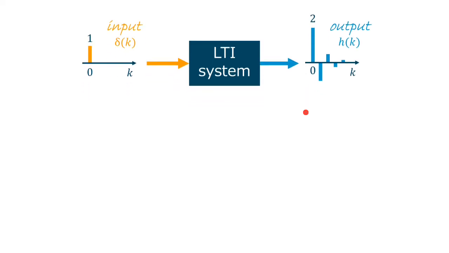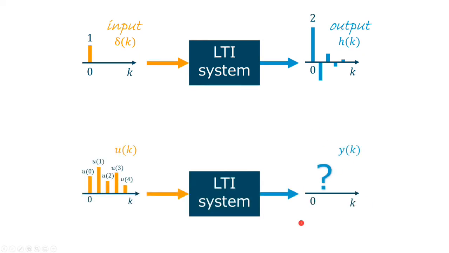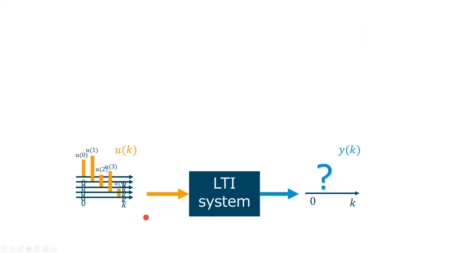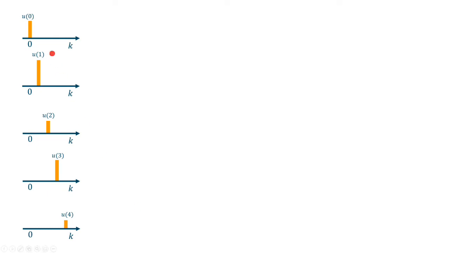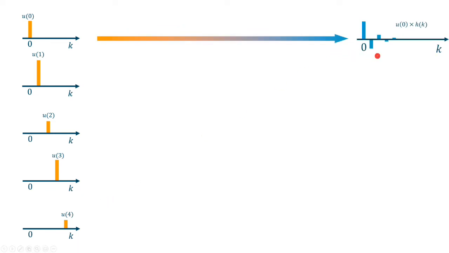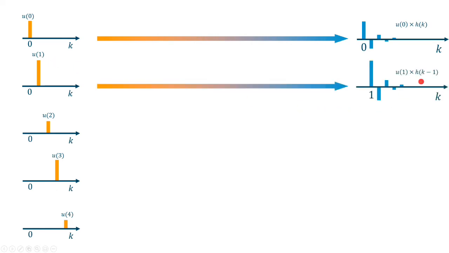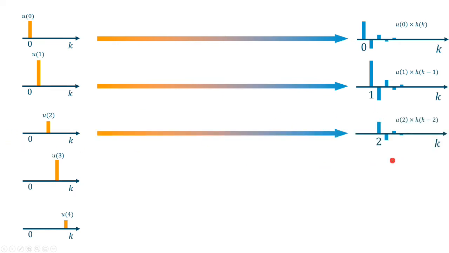Now you want to compute the output of the system for a generic input signal. But this input signal is a sequence of impulses, so you can break down this input as several impulses. And for each of these impulses, you know what the output is. The output is the impulse response scaled by the amplitude of the impulse. So in this case U0, in the second U1, so you get the impulse response scaled by U1 and now delayed by one sample. This delay of one sample will reflect on the output. And the same here, two samples delay.